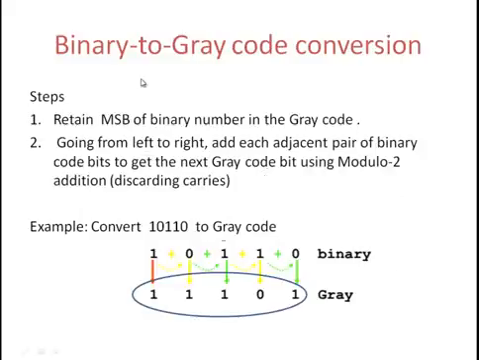Now next, you need to find the gray code of a binary number, that is, binary to gray code conversion. In this case, a binary number will be given and you have to calculate the gray code of the binary number by following these two steps. So let us consider this example, that is, here we need to convert the binary number 10110 to gray code. First step is to retain the MSB of the binary number in the gray code.